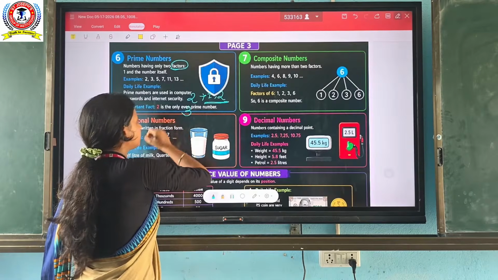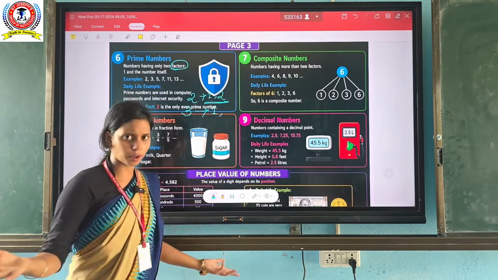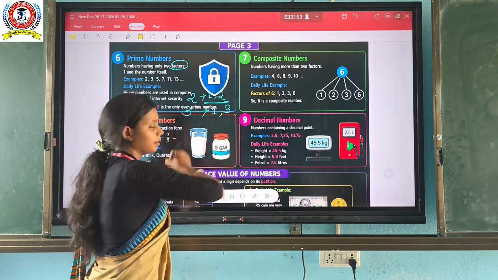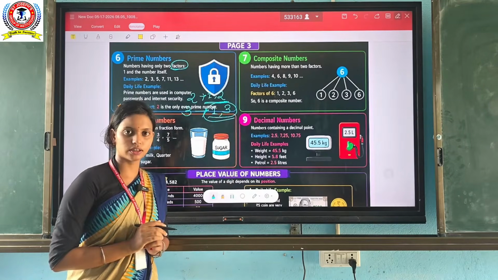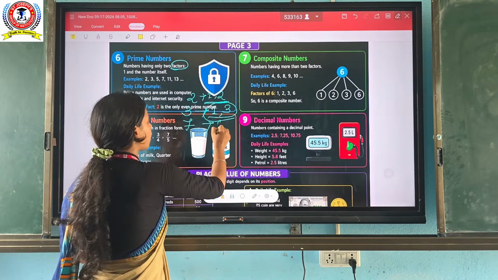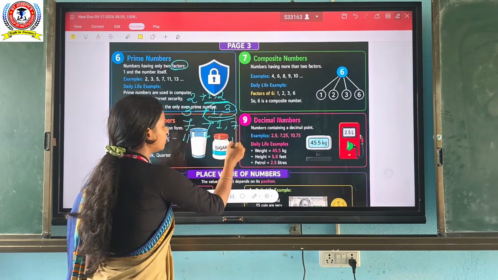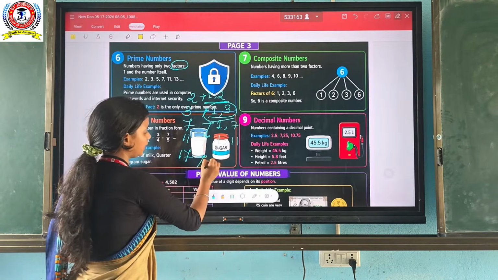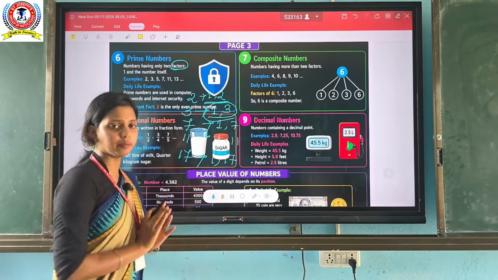If I write here 3, to find the factors of 3: the first factor is 1, since 1 is the factor of every number. Next is 3. Is there any other factor of 3? No. So we get only 2 factors here, so this is a prime number. If I write here 7, 1 and 7, no other factor. If I write 11, we get 1 and 11, no other factor of 11. Next is 17. Is there any other factor of 17? No. So these are all prime numbers.